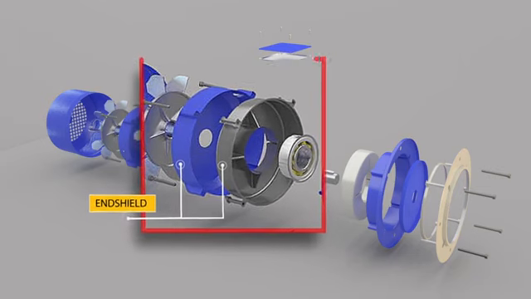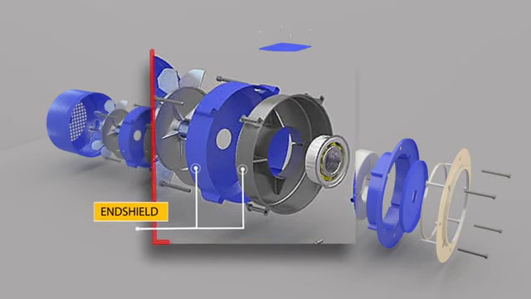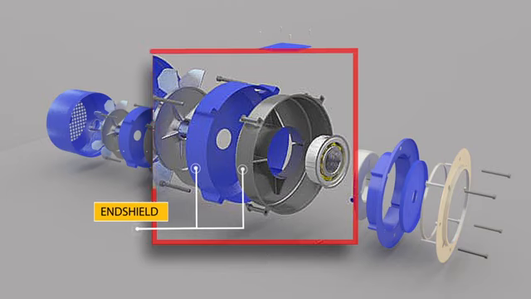The end shield is part of the motor housing which supports the bearing and acts as a protective guard to the electrical and rotating parts inside the motor. This is frequently called the end bracket or the end bell.